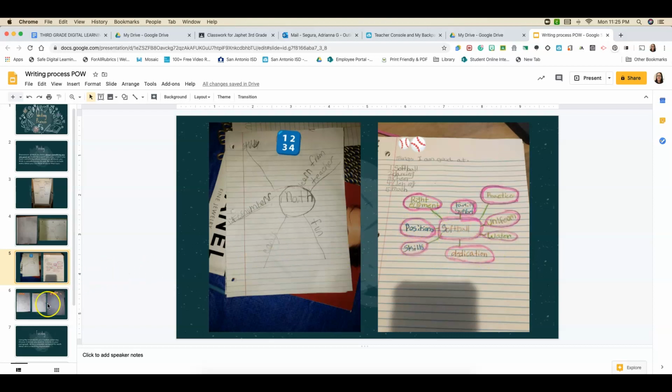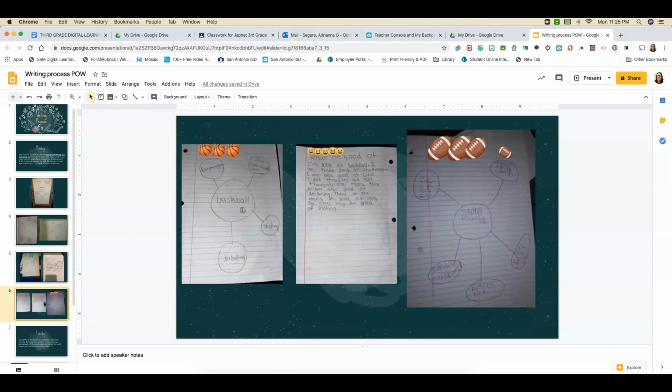Awesome. And if you submitted this graphic organizer and you see pictures on top, it's because I am blurring out your name. I don't want anybody to know that this is your graphic organizer. I don't want to embarrass anybody, so that's why some of these graphic organizers have little pictures on the top.